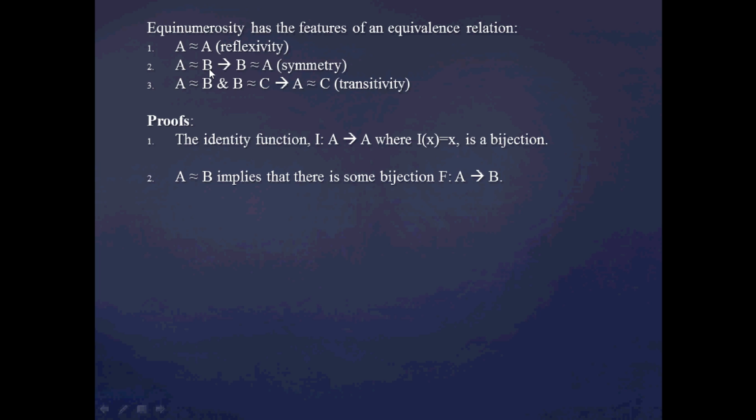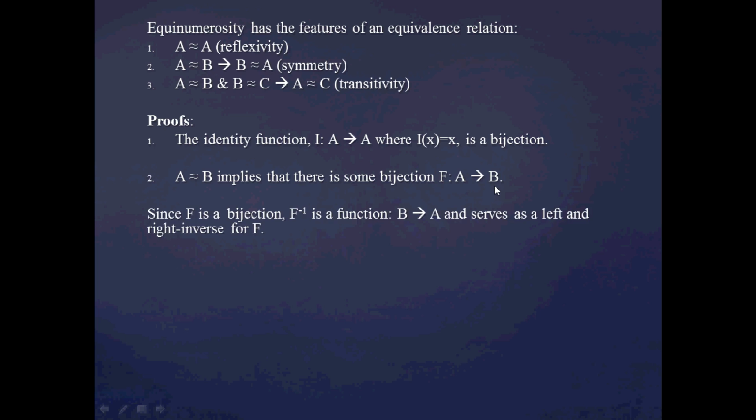So now I'm going to prove the symmetric property. A being equinumerous to B implies that B is equinumerous to A. So by assumption, A is equinumerous to B implies that there's some bijection F, A onto B. And now I just analyze the properties of a bijective function. Since F is bijective, it has a left and right inverse. Now, if you're confused by that statement, the left and right inverses, I would recommend either looking that up yourself or check out my functions video. I think that was part 5.